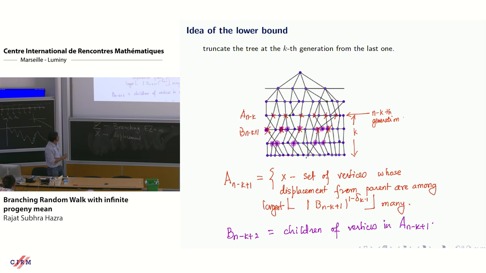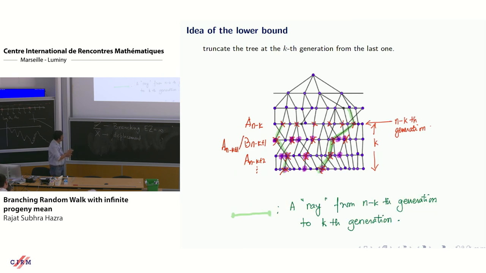And then you go on repeating: you choose another fraction of large elements from these children. So you name the set B_{n-k+1}, which is the set of vertices whose displacement from the parent are the largest, 1 minus delta to the power k many. And then you keep on. So at each generation, you're choosing very large sets, and you're trying to create a path where you have large displacement from the n minus k generation to the last generation. Essentially, you create a path like this, this green path, where all the displacements are quite big. So that's the idea of creating a ray from the n minus k generation to the n-th generation. Essentially, the maxima lives on this kind of rays.